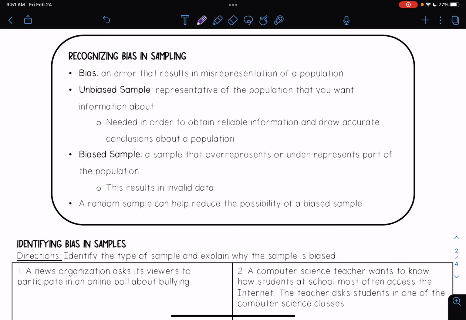A biased sample, on the other hand, is a sample that overrepresents or underrepresents part of the population. This is going to result in invalid data, because if you're overrepresenting one part of the population, they might have a different opinion than those that are being underrepresented. And a random sample can help reduce the possibility of a biased sample.